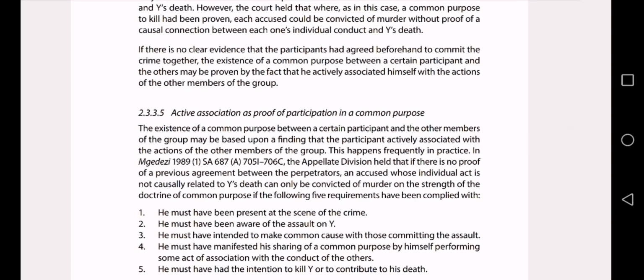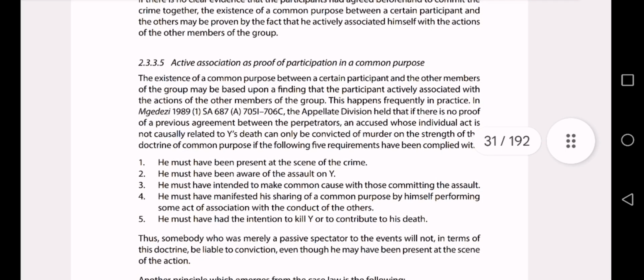If there is no clear evidence that the participants had agreed beforehand to commit the crime together, the existence of common purpose between certain participants and others may be proven by the fact that he actively associated himself with the actions of the other members of the group. Active association as a proof of participation in the common purpose.